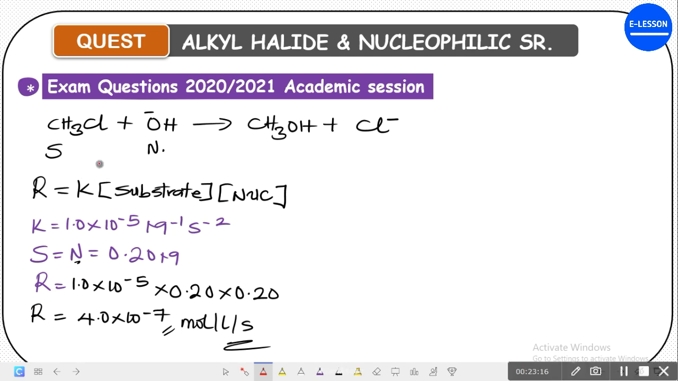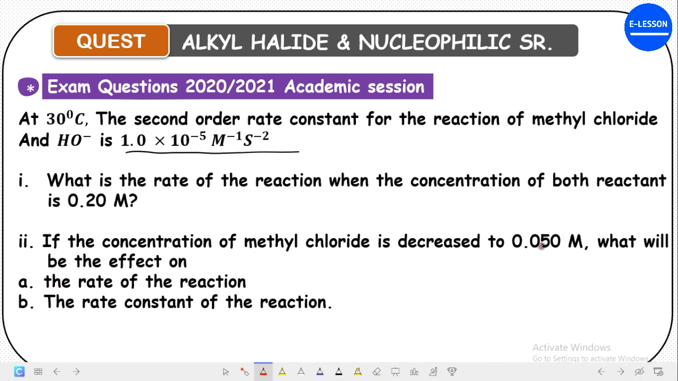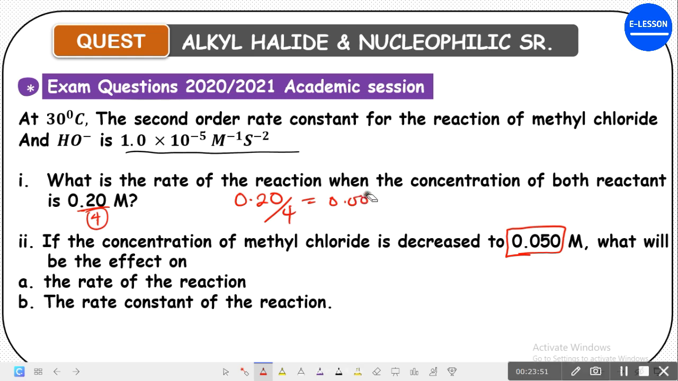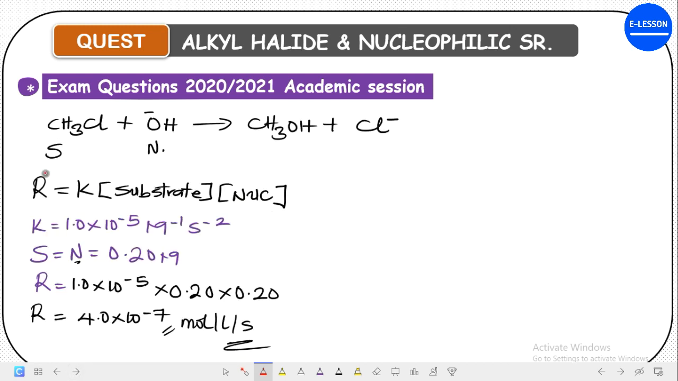So if the concentration of methyl chloride is decreased to 0.05 mole, what will be the effect on the rate of the reaction? Now you decrease it to 0.05 mole. It means that you decrease the initial concentration of methyl chloride by a factor of 4. True or false? It's true, because 0.20 divided by 4 will give us 0.05 mole. Just press your calculator. So if you decrease this by 4, the rate of the reaction will also be decreased by 4, because this is direct proportionality. The rate of the reaction is directly proportional to the concentration of the substrate and that of the nucleophile. So anything you do to the substrate, you definitely do to the rate of reaction.